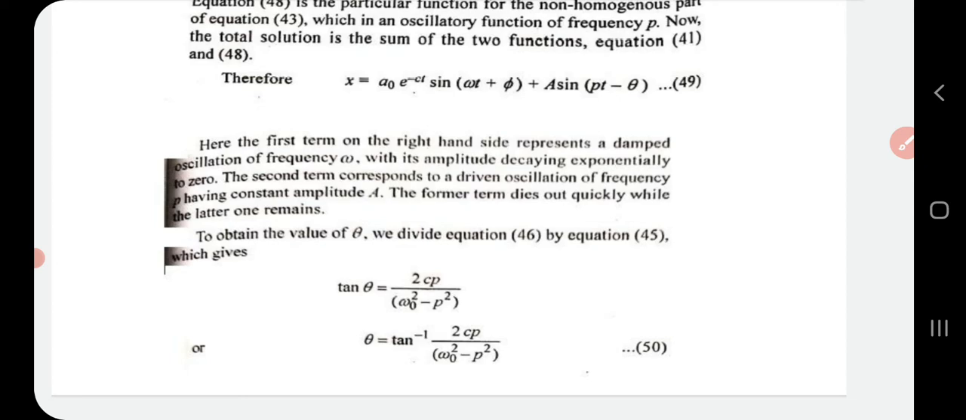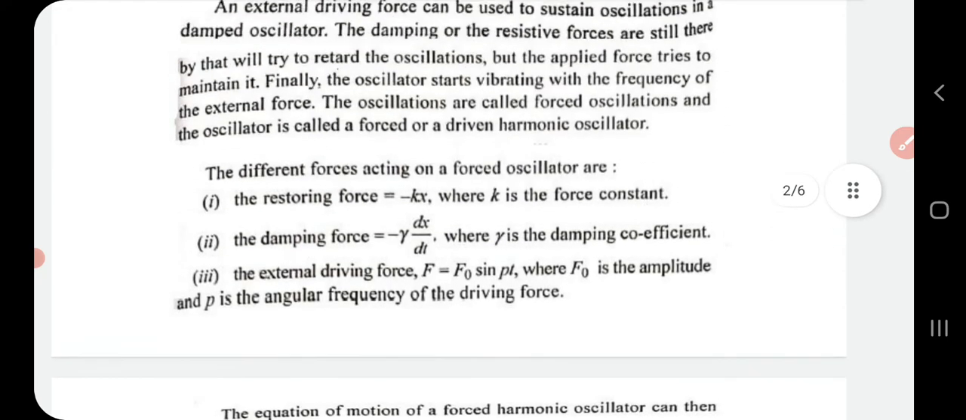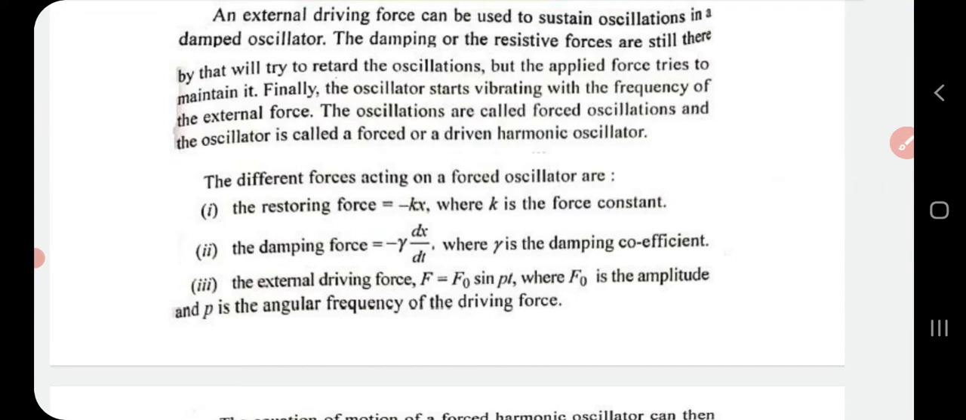So that's all about forced oscillations. If you want to understand this, you must first read through the case of damped oscillation. Then only will you learn forced oscillation, because the procedure followed here is the same as that followed in the case of damped oscillation. So study damped oscillation first, and then come to forced oscillation. These two are probable essay questions from this chapter.